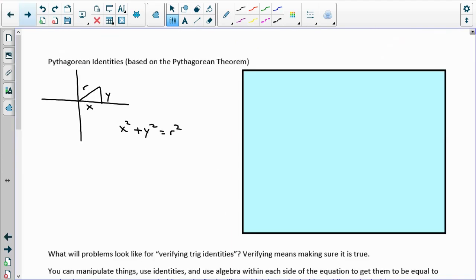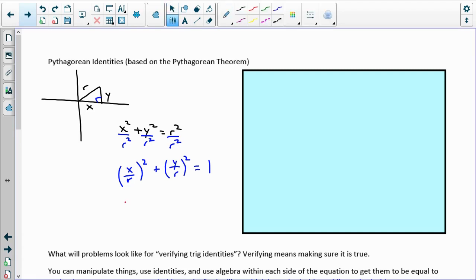Finally, the Pythagorean identities. These are based on the Pythagorean theorem. So if I look at this right triangle that I drew with x, y, and r, I know that x squared plus y squared equals r squared. Well, what I'm going to do is manipulate this by dividing every term by r squared. So now I have (x over r) squared plus (y over r) squared equals 1.